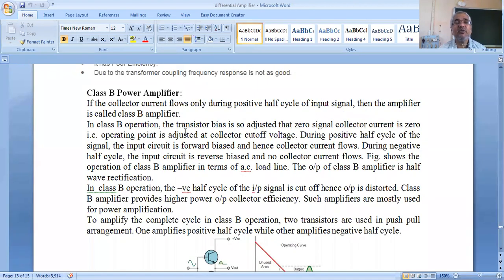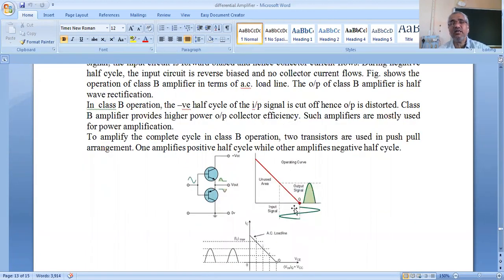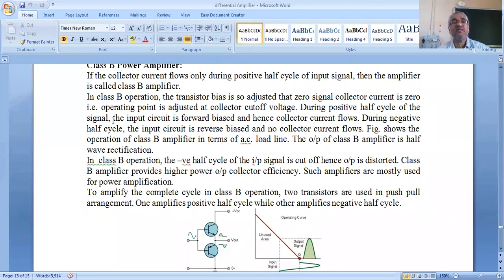So in class B operation the transistor biasing is so adjusted that zero signal collector current is 0. Zero signal collector current means when no signal is applied. Suppose this is the zero signal. At that time the collector current is also 0, but the collector to emitter voltage is maximum. That is, the operating point is adjusted at the collector cutoff voltage.